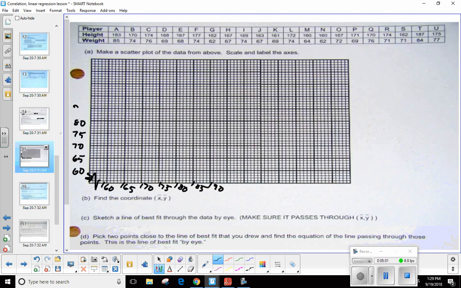84. Okay, so I would say we're good with 85. And then I went ahead and started my horizontal axis right here at 160 because that'll definitely encompass all the rest of them. That's the lowest one. I already see it at M and N. So all we have to do first is simply create the scatter plot. So we're just plotting our points.